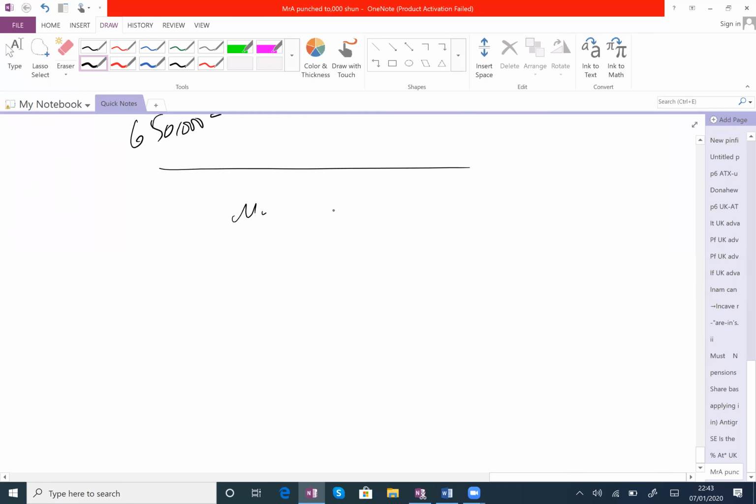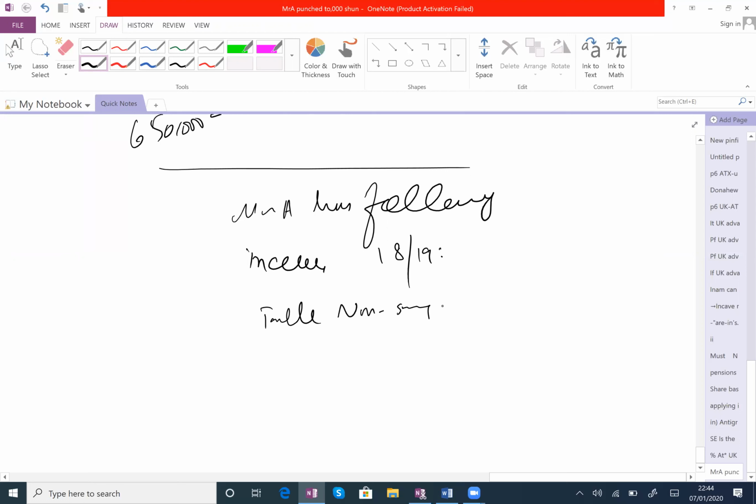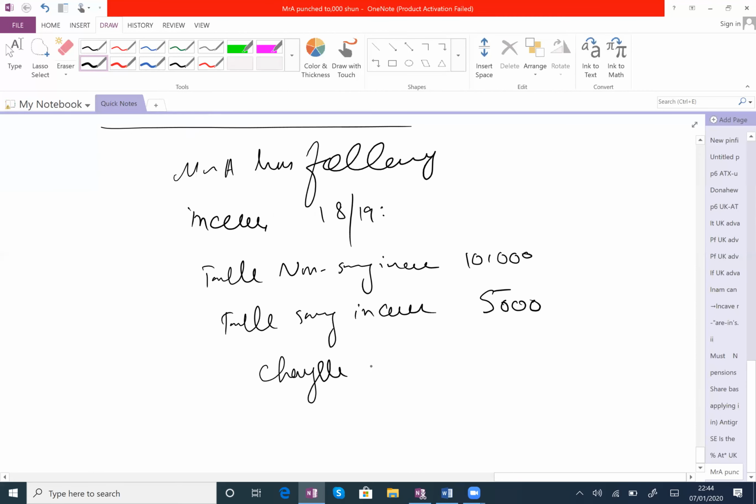How? For example, Mr. A has the following incomes in the tax year 2018-19. Taxable non-savings income 10,000. Taxable savings income 5,000. Next, chargeable gains 20,000. And your requirement is to calculate the tax.